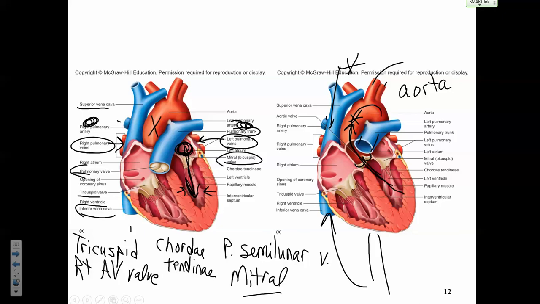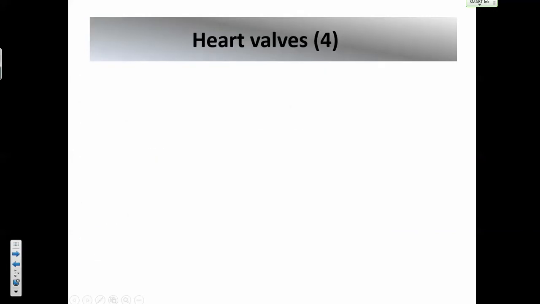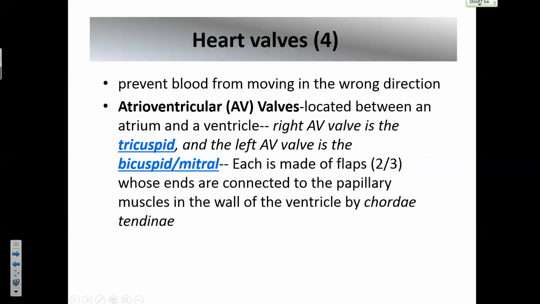The mitral valve is the kind of common everyday name, but it's also called the bicuspid, and it's also called the left atrioventricular valve. I hope I have that in your notes. Like here are the chambers, and then here are the valves. They prevent the blood from going in the wrong direction. So the AV valves, the atrioventricular, the right AV valve is called the tricuspid. The left AV valve is called the bicuspid or the mitral valve.